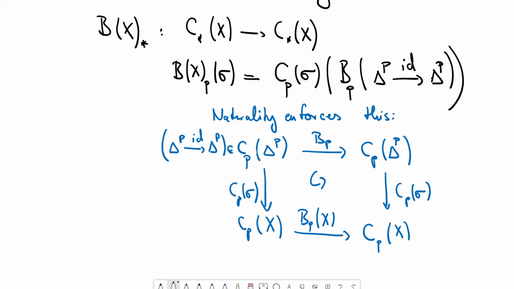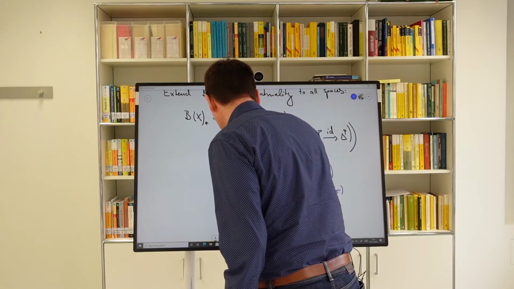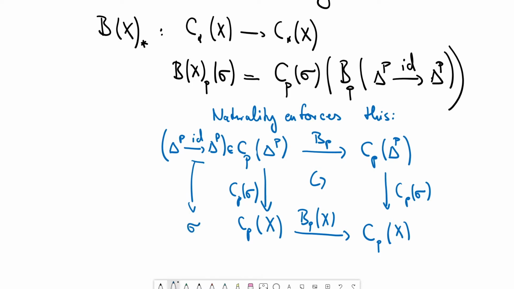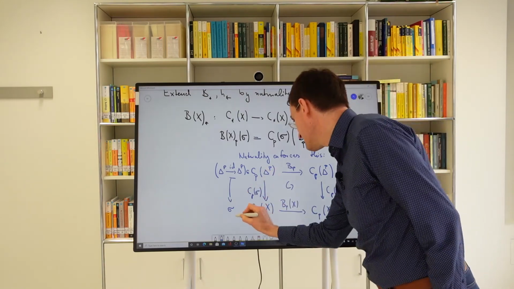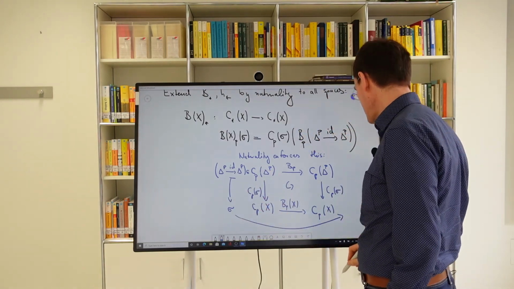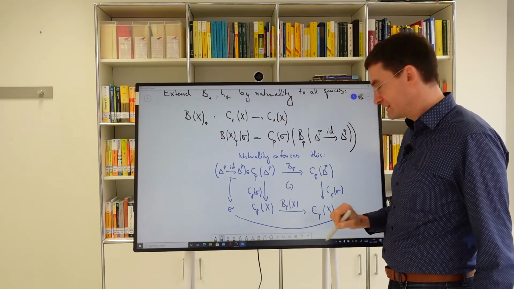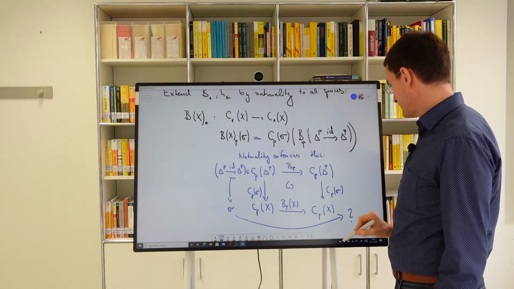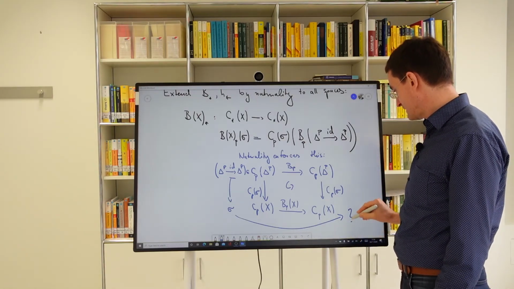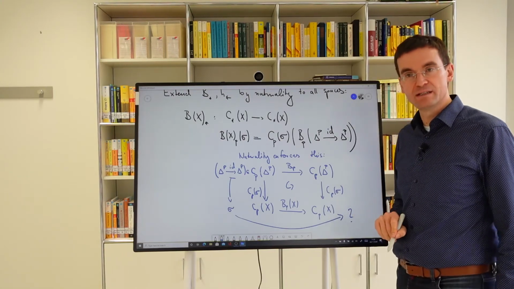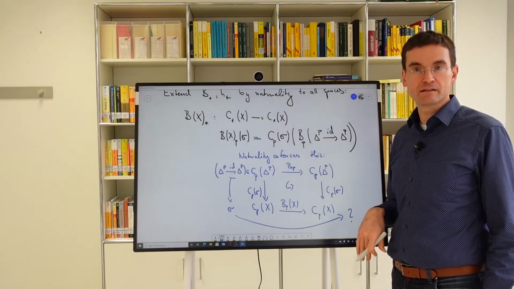It's a specific element, and the induced map by sigma maps it to sigma. So BPX at sigma is what we want to define. But now we are forced by mapping this over there. So this is exactly what's here, BP of the identity. And then mapping it down to CP sigma is exactly what this question mark should be if the whole construction should be natural in the space X.